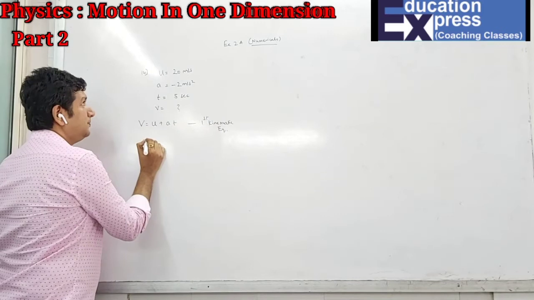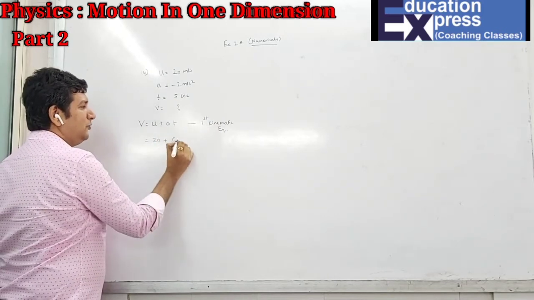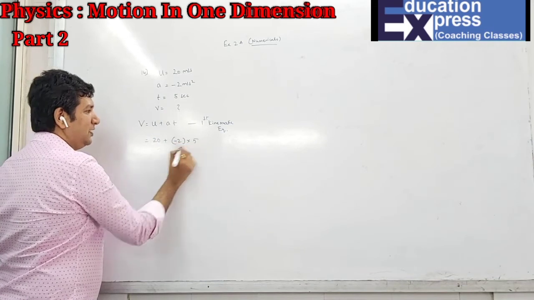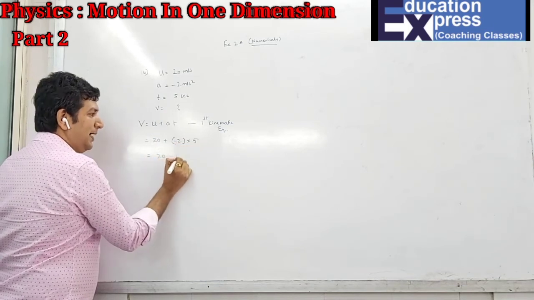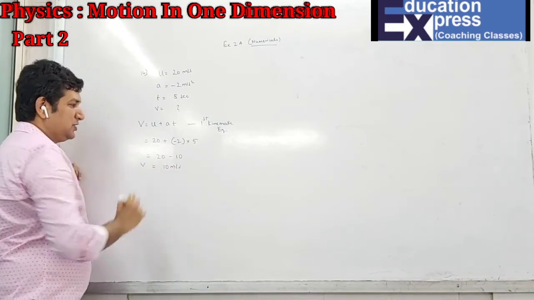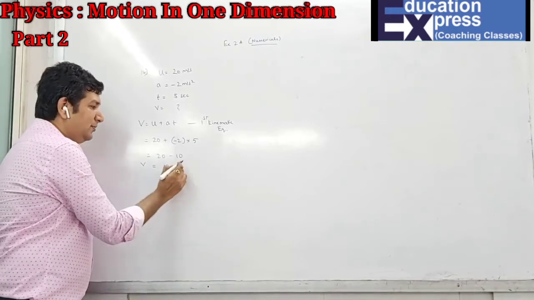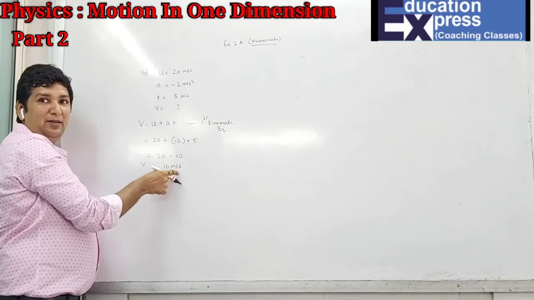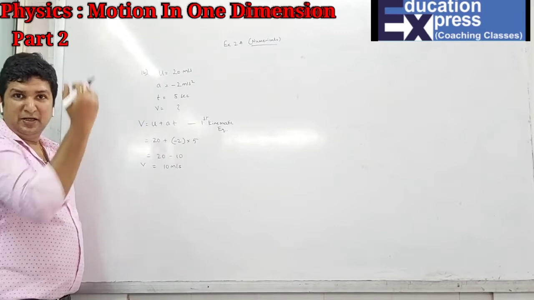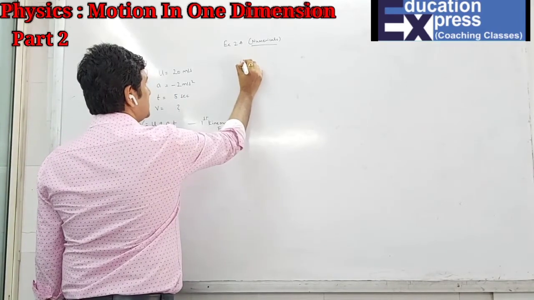So what is u? 20. What is acceleration? Negative 2. And time is how much? 5. So 20 minus 10, that is 10 meter per second is the final velocity. That means the velocity of the body after 5 seconds is 10 meter per second. Why 10? Can you see from 20 became 10? Because there is a retardation. There is decreasing velocity.